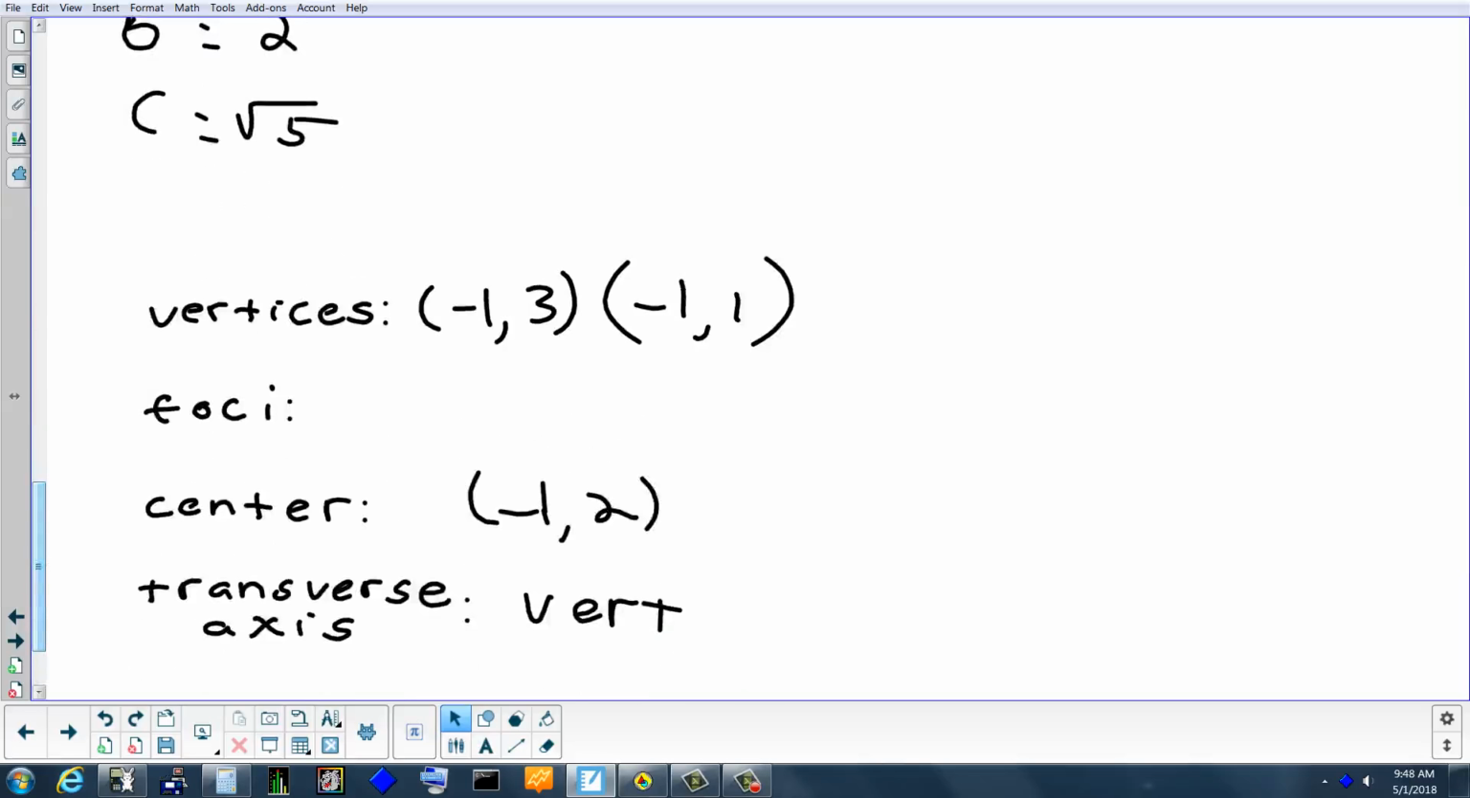My foci are square root of 5 units above and below. Since the square root is kind of messy, I'm probably going to write this as a plus or minus. So there's the coordinate of my center. Now I need to shift it up square root of 5 units, and down.